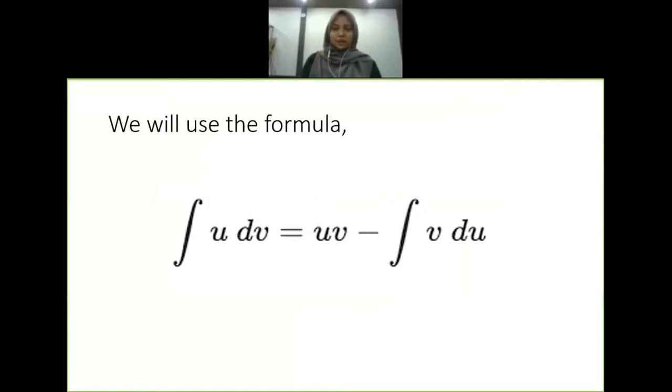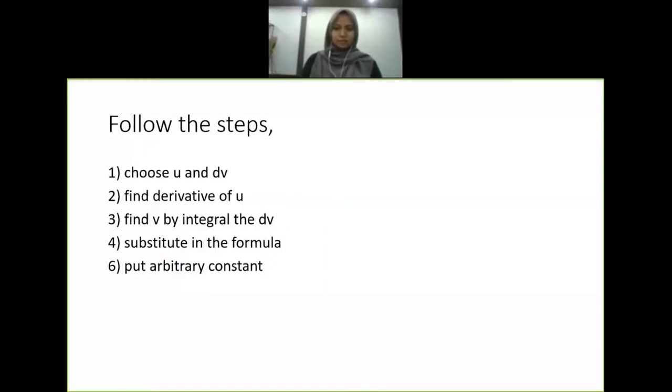We will start with the formula. We will use the same formula from the previous session, which is integral of u dv equals uv minus integral of v du. Here is the flow of the steps. First, we have to choose u and dv. Second, we find the derivative of u and find v by integrating dv. After that, we substitute in the formula and solve the question step by step. And please don't forget that in the last answer, we have to put the arbitrary constant, which is C.